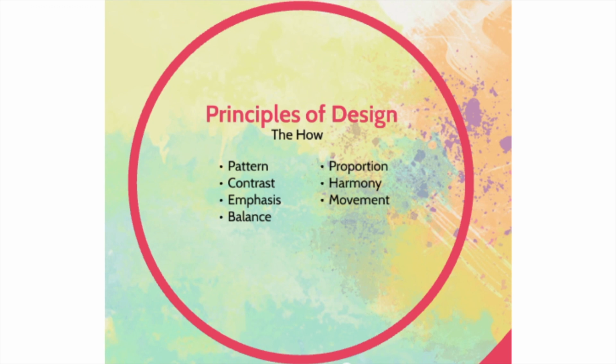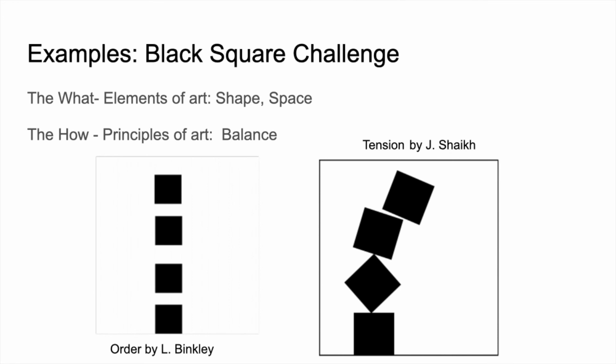We've gone over some of these in class, however, we have not touched base on all of them. So this is what we're going to do to get ourselves familiar with all the principles of design. So here's the example of the challenge that you had for the past couple days, the what. We use shape and the space, so if you overlapped, filled your frame, that was focusing on space. Principles of art was balance. So here's order by Luke, and you got tension by Janed. Just by showing the balance of the squares, these ones are placed right on top of one another, gives you a sense of order or a stableness.